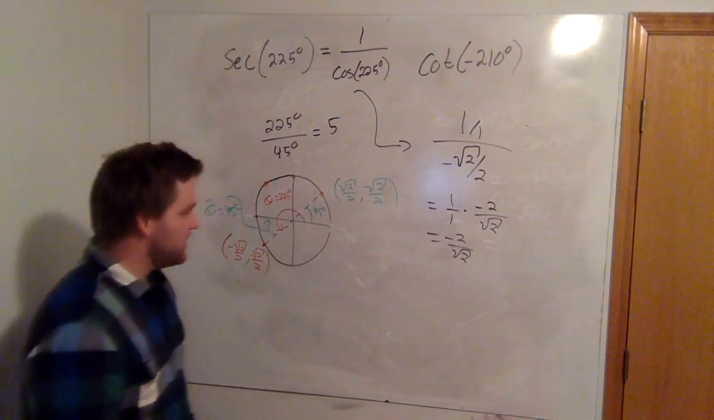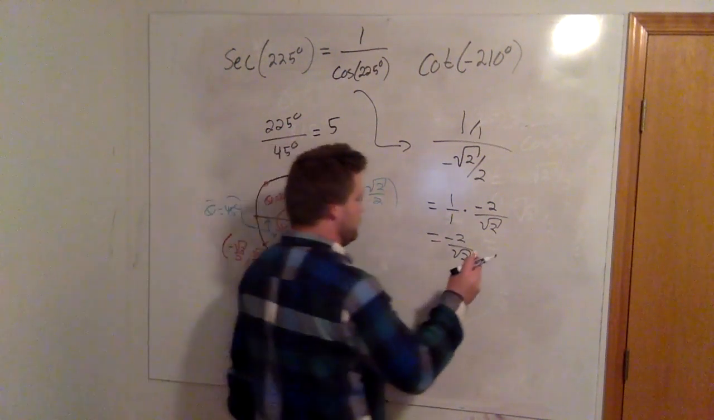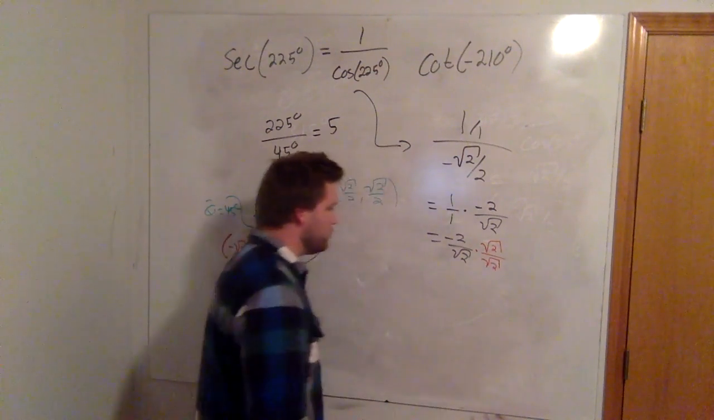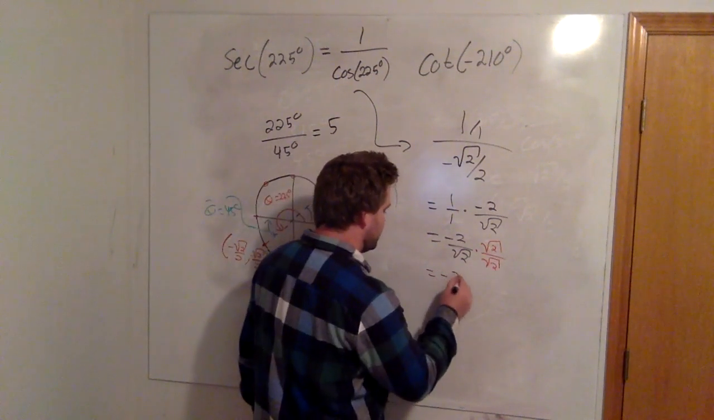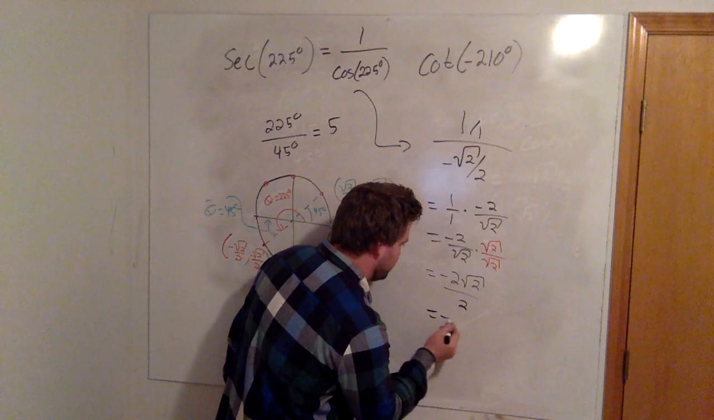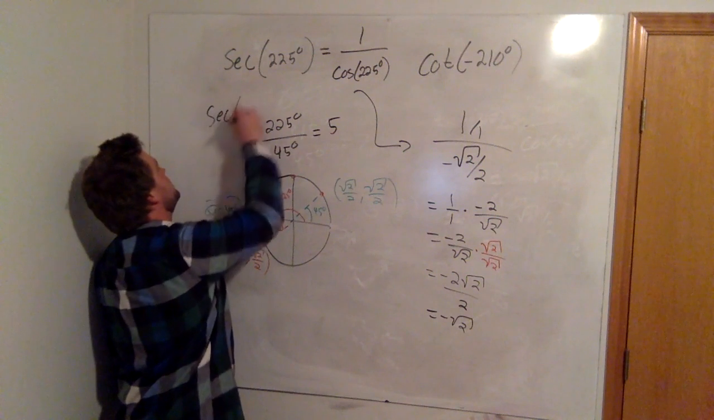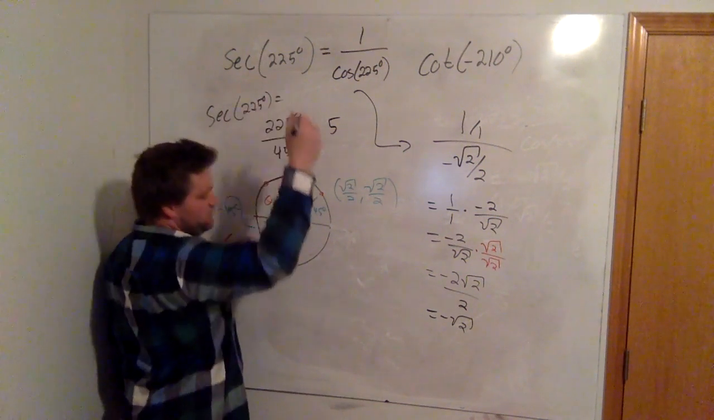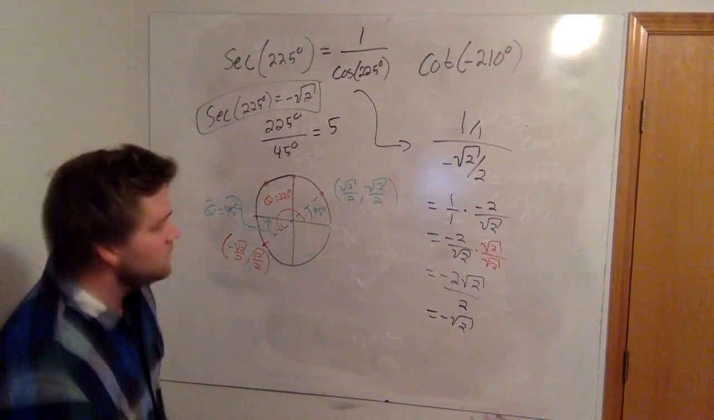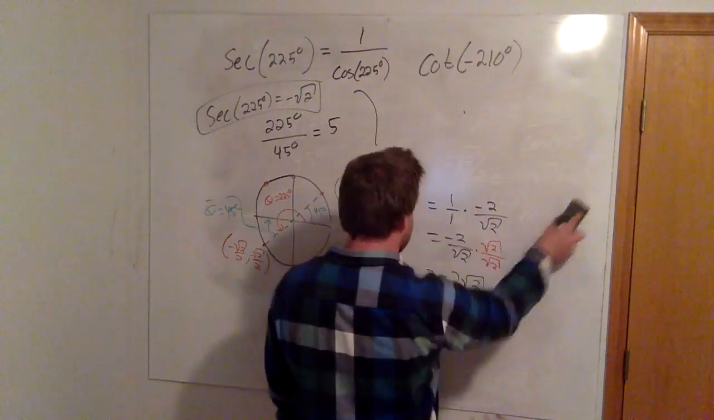Now, just to make a note here that oftentimes the book does not like your answers to have radicals in the denominator. So we will rationalize the denominator. We'll do the first best trick in the math book. We'll cleverly multiply by 1, root 2 over root 2. So it looks like we'll get a negative 2 root 2, and 2 root 2 over 2 gives us negative root 2. So that's the answer: secant of 225 degrees is equal to negative root 2. Beautiful. Okay, let's try cotangent of negative 210 degrees.